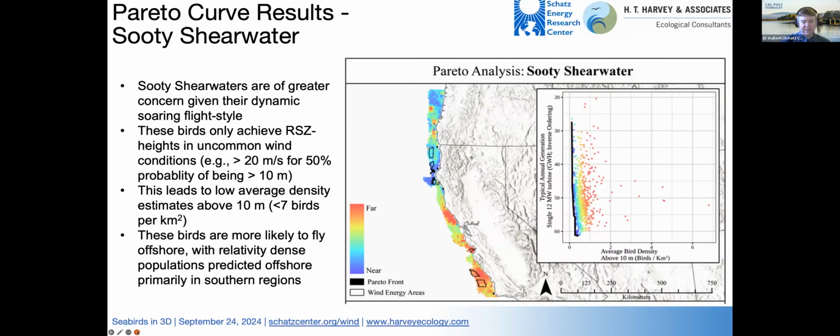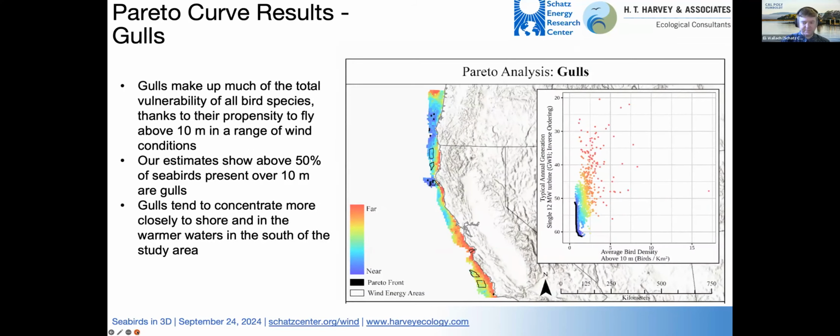Moving on to look at another species group, gulls. These are another high-flying species, with gulls making up much of the total vulnerability above 10 meters. This graphic shows that gulls have many of the same trends that were observed in the all birds map, which is unsurprising as gulls make up about half of the birds above 10 meters. Gulls tend to be closer to shore and concentrated in warmer waters in the southern extent of the study area, similar to what we saw with the sooty shearwater. Similar to the all species map, we see the lowest densities predicted in the north of the study area.